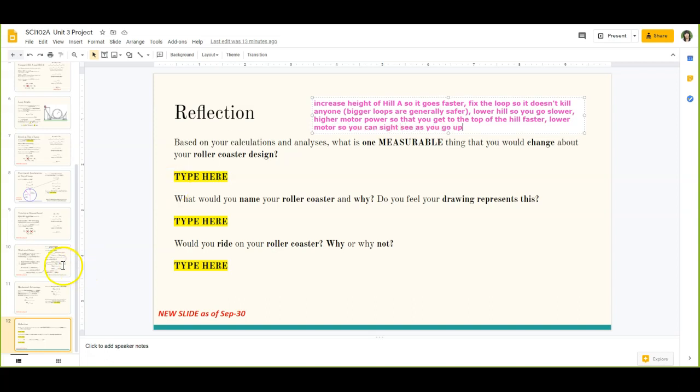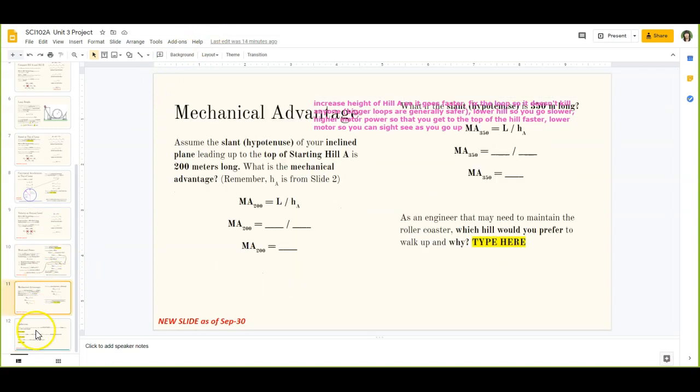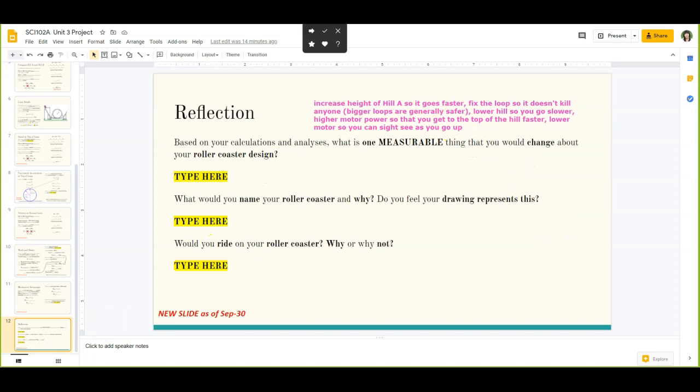So again, there are lots of different things. You can talk about work and power. You can talk about maybe wanting a different mechanical advantage. Maybe you would want to increase this hill even more so that you would have an even easier time getting up the hill. Just keep in mind that in real life, that would take a little bit longer. We could also say something about changing the inclined plane to make it easier or harder to walk up if you're a worker, for example.